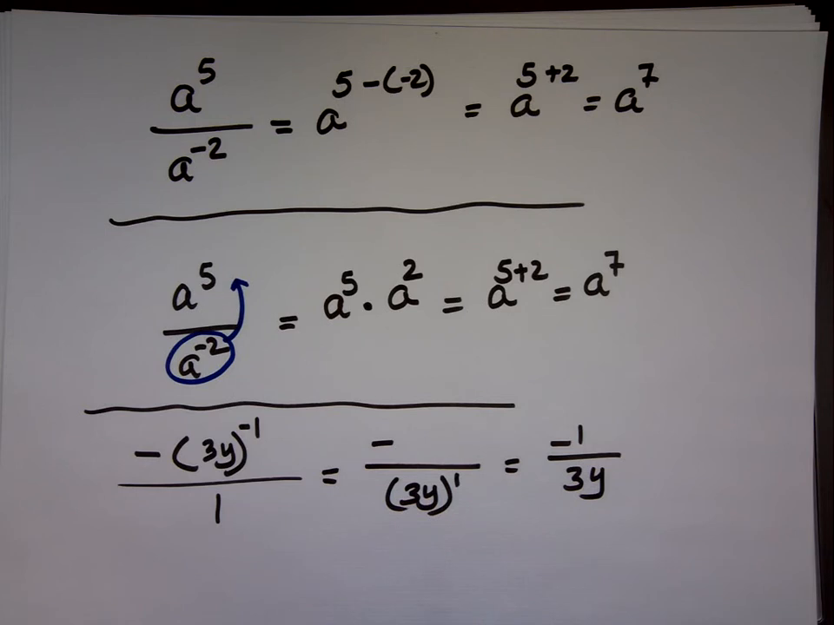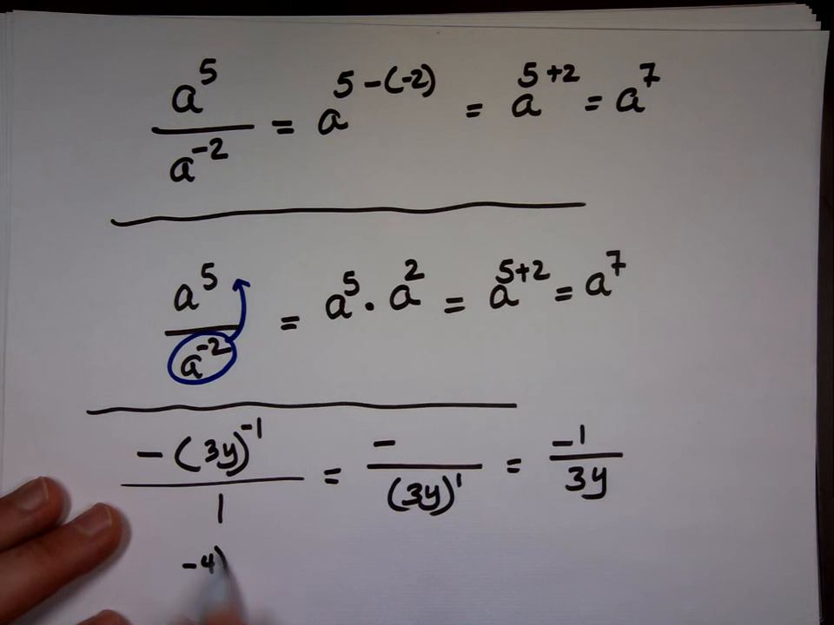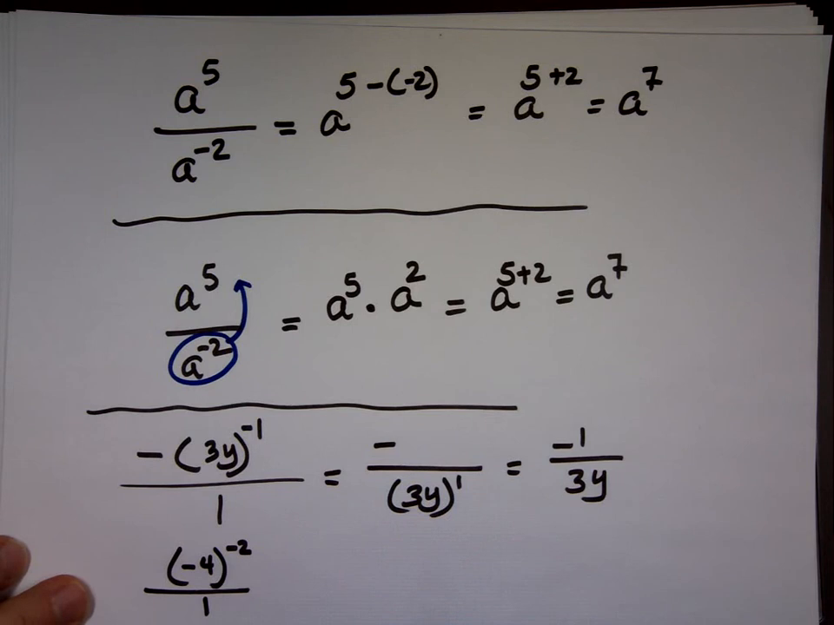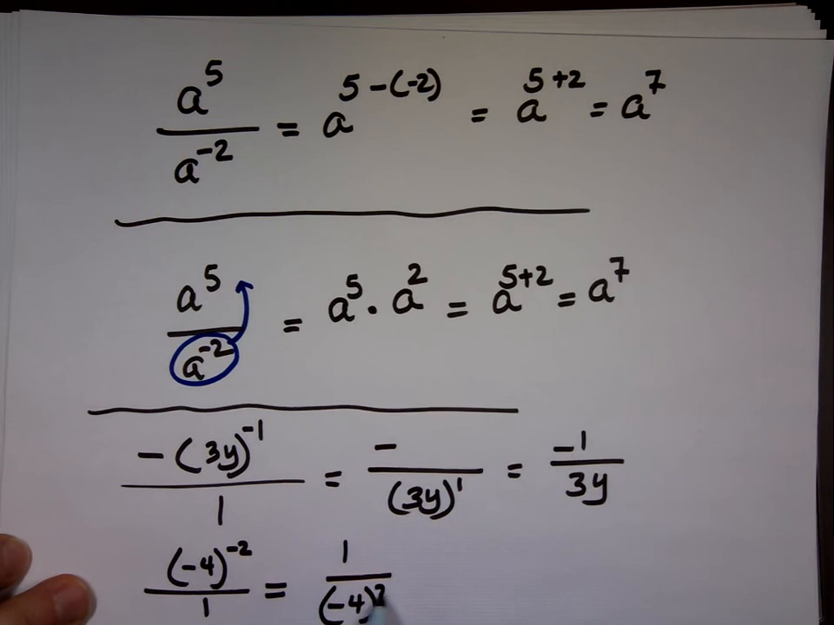If I see negative 4 to the negative 2, I'll make it over 1. Again, the whole thing raised to the negative 2. I don't like negative exponents. That's 1 over negative 4 squared. Change the exponents from negative to positive when you bring it down. What is minus 4 squared? That's minus 4 times a minus 4. A minus times a minus is what? Positive. And 4 times 4? 16.